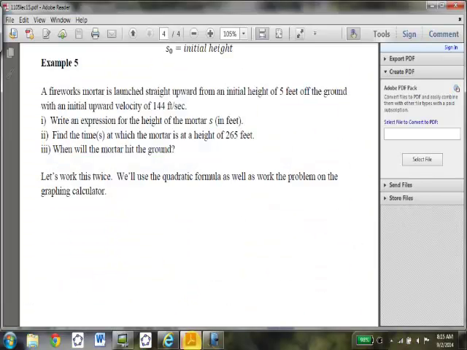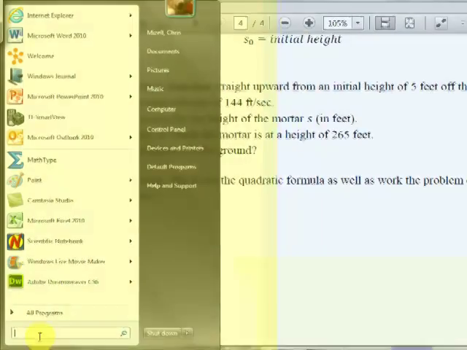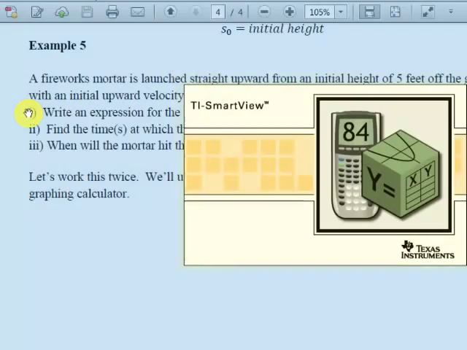So the last one is section 1.5. The fireworks mortar. I'm going to go and warm up the calculator here because I want to look at a graphical approach at solving this.